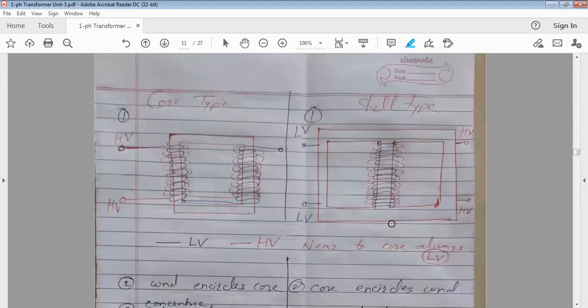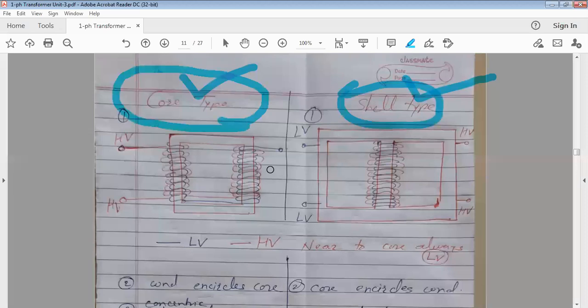Next, two types of transformers are there from the construction point of view. It can be core type or shell type, and one more is there, berry type. Now, mostly these two are used. From generation up to distribution, transformers are used to step up or step down the voltage. So either it is of shell type or it is of core type.